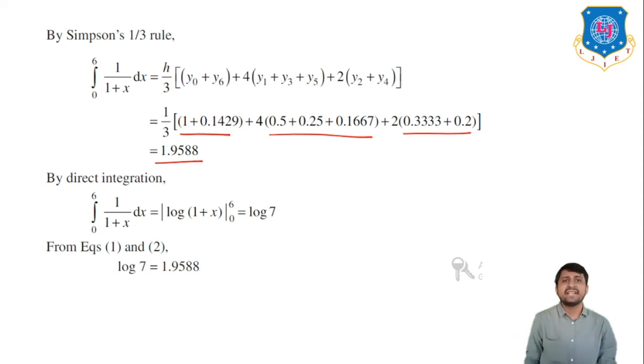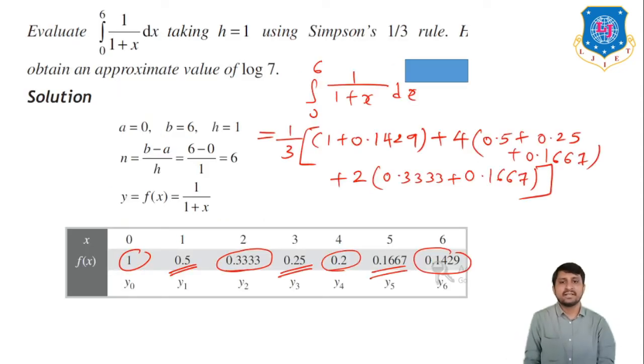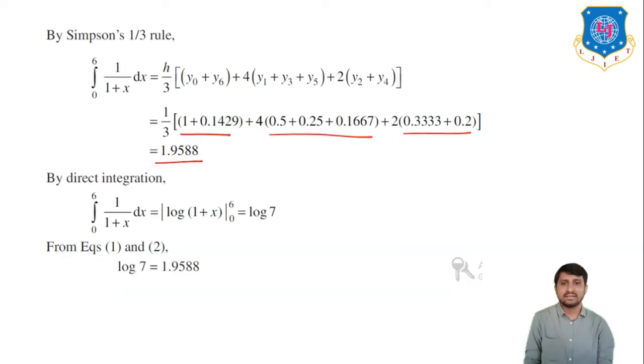Now using the direct integration method, they have already evaluated the approximate value of log 7. We know that the integration of 1 upon 1 plus x is log of 1 plus x, upper limit 6, lower limit 0. So log 7, and the value of log 7 is 1.9588. So almost the same answer, with very little error, for the approximate value.